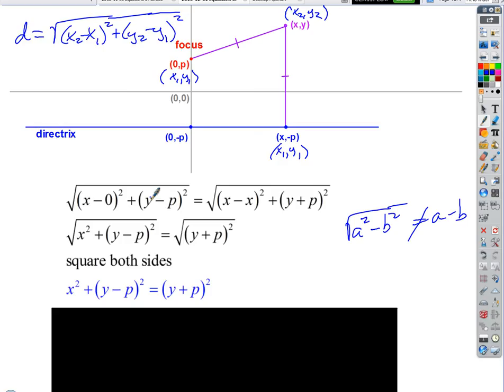This is simplifying a little bit because x minus 0 is just x, right? And x minus x is 0, right? So you're just making some minor simplifications of the things inside the square roots. And then this is what we get if we remove the square roots by squaring both sides. Okay? This is good. You got it.